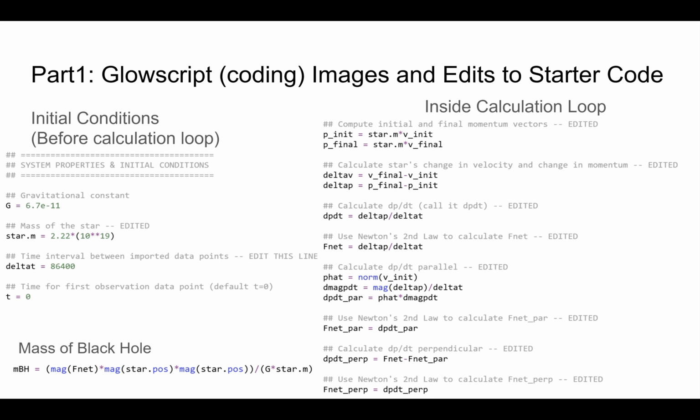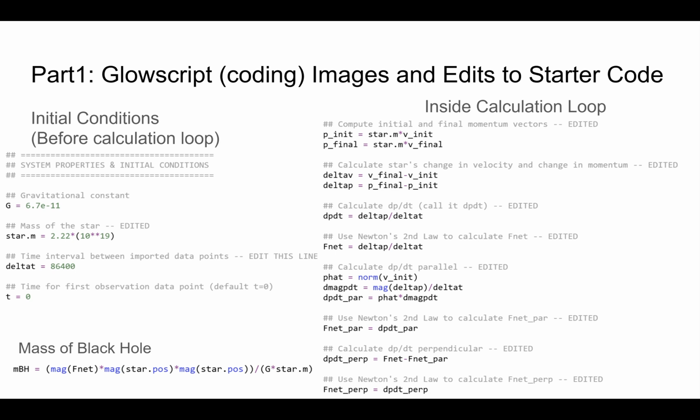P hat equals the unit vector of the initial velocity. D mag P dt equals the magnitude of delta P over delta T. dP dt parallel equals P hat times D mag P dt. F net parallel equals dP dt parallel. dP dt perpendicular equals F net minus F net parallel. F net perpendicular equals dP dt perpendicular.